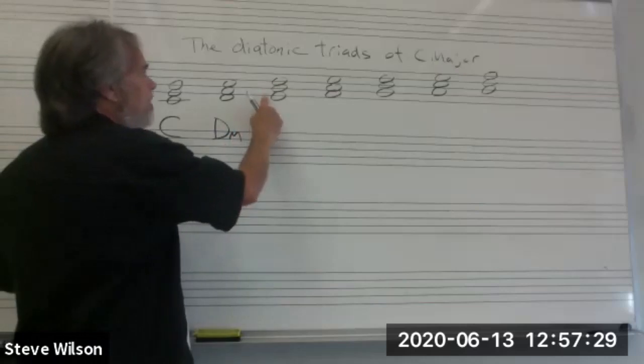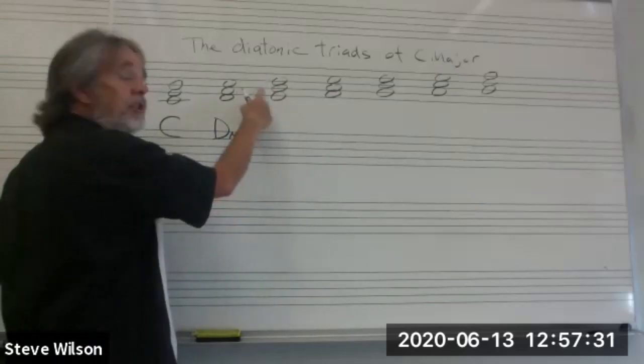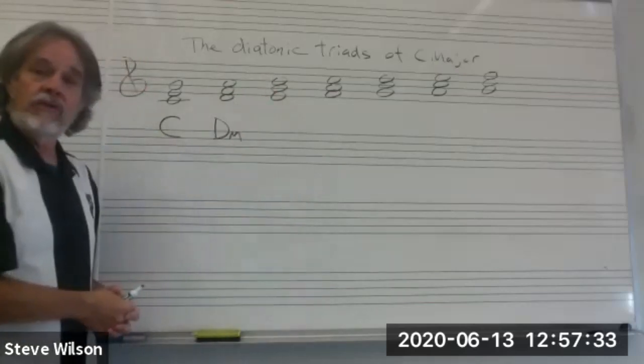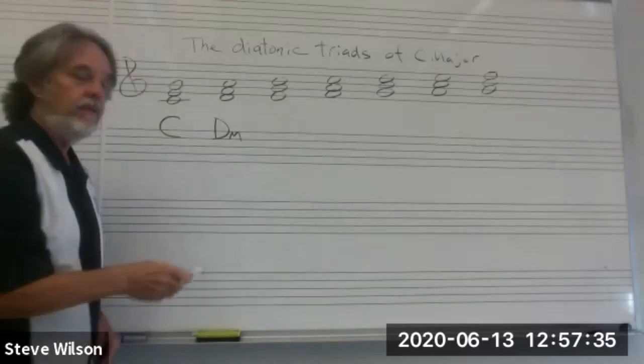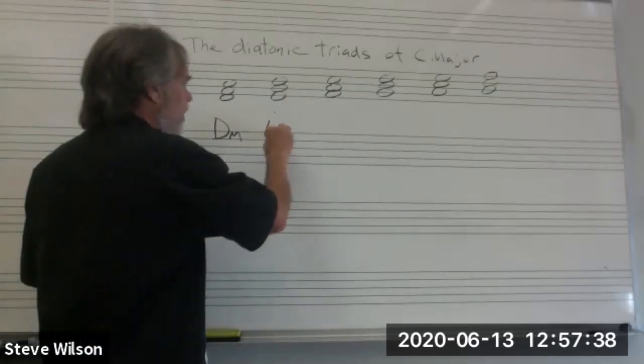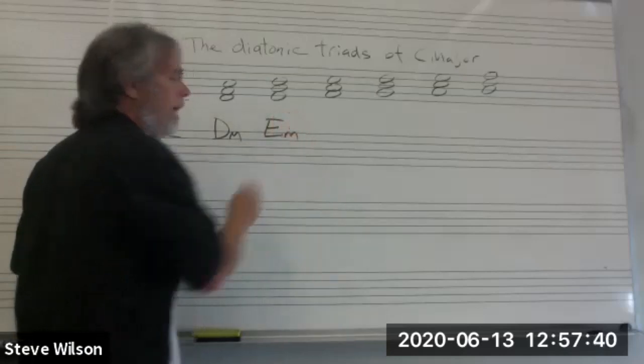Next, we have E, G, B. If this were a G sharp, this would be an E major triad, but it's a G natural. Therefore, it's a lowered third. This is a minor triad.